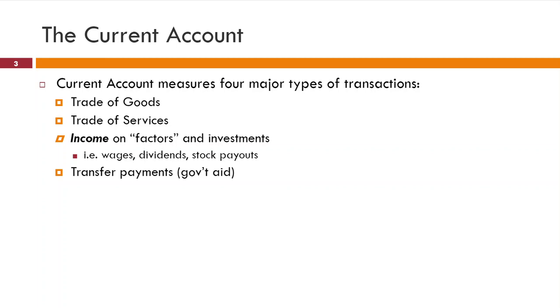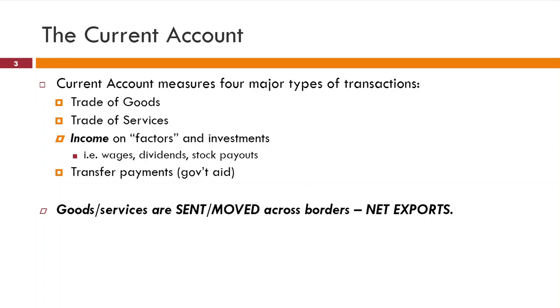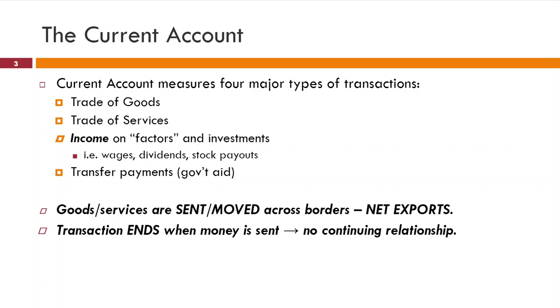The best way to summarize the current account is the idea that the good or the service is moved across borders, and the transaction is over as soon as the money is sent. There's no continuing relationship here. If I buy a hat from China, I send the money to China, they send me the hat, and that transaction is over. I no longer have an interaction with that company anymore.